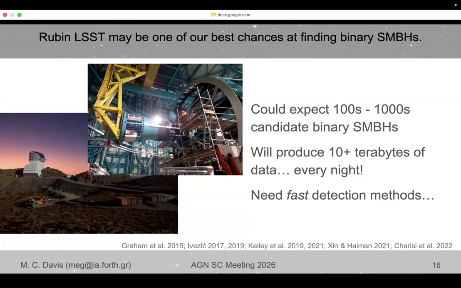Rubin, however, is going to produce 10 plus, up to 20 terabytes of data every night. And while we're not going to see all of that data in one go, of course, we do need fast detection methods. We are truly looking for a needle in Rubin's haystack, right? 20 million AGN. Beautiful light curves, long duration, high cadence, especially with deep drilling fields. It's going to be ideal for finding binary candidates, especially when coupled with ZTF and previous observations from other telescopes. But we still have issues and we need fast detection methods.